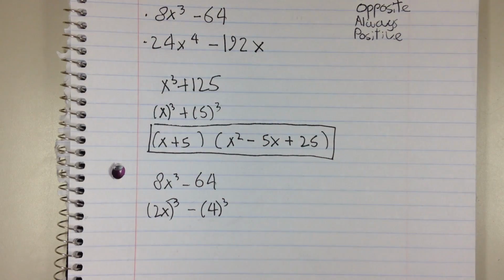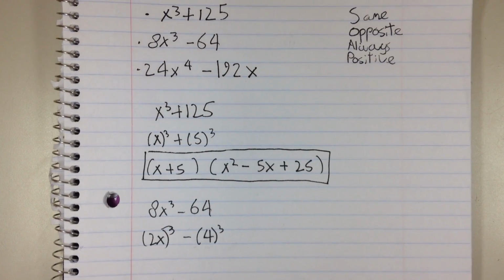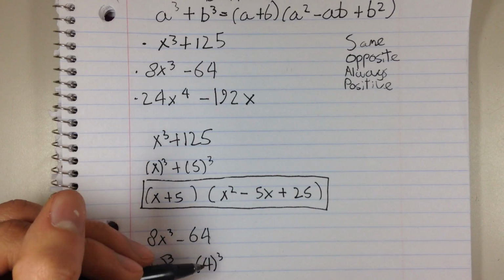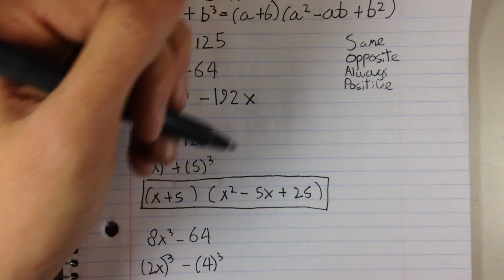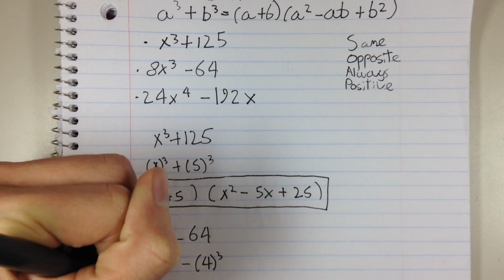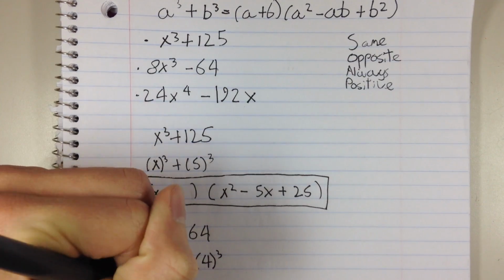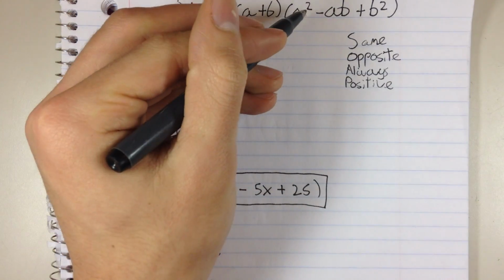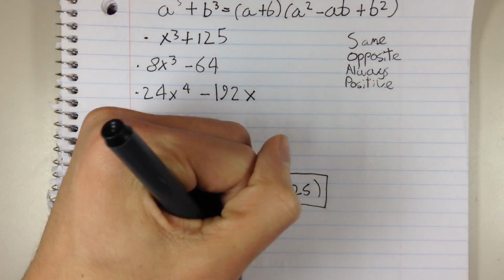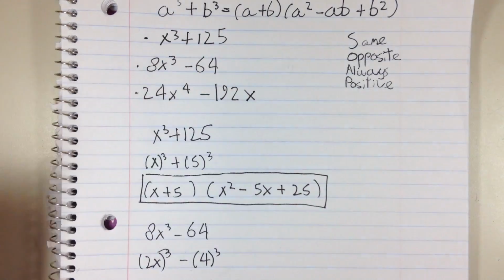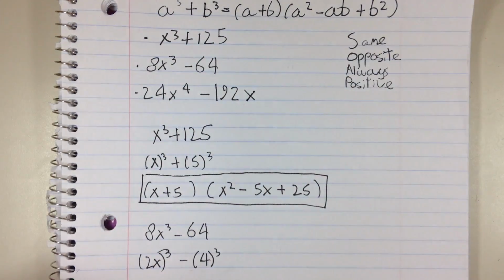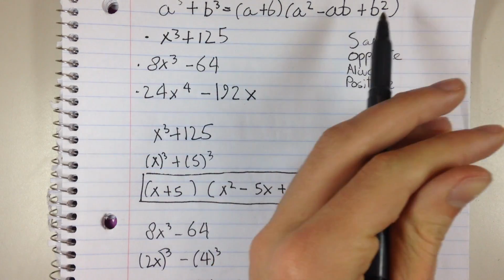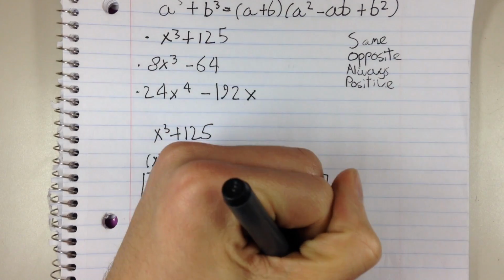Alright. And so now it's the same as before. Once again, referring back to our formula, so 2x is a and 4 is b. It's going to be 2x plus, or sorry, we'll worry about the signs later. So we're going to have 2x and then 4. And then we're going to have a squared, so the first term squared, which is going to be 4x squared. A times b, so that's going to be 8x. And then the last term, b squared, so just 4 squared, that's going to be 16.